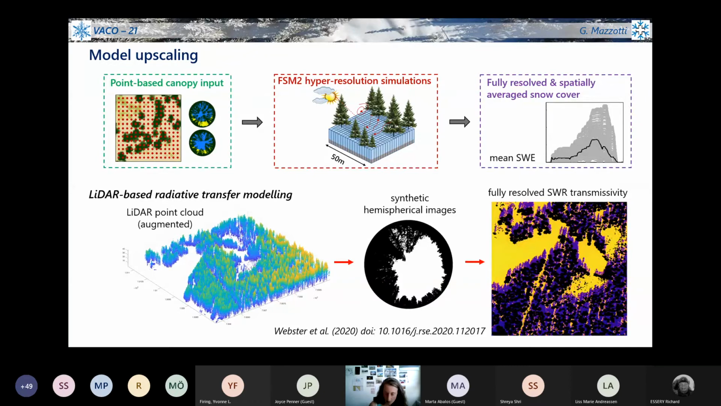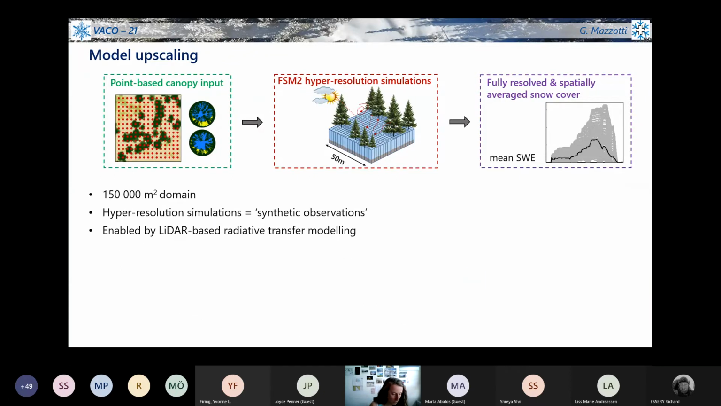And now the resulting hyper-resolution simulations are our best estimate of the fully resolved spatial and temporal variability of all the forest snow processes, and also of the resulting snow distribution. And so we, so to say, replace process level observations that would not exist over these spatial extents. And we can now use these simulations to derive meaningful spatial averages.